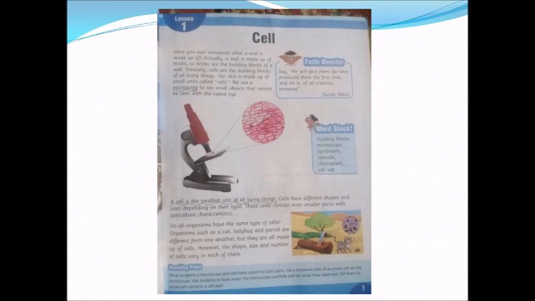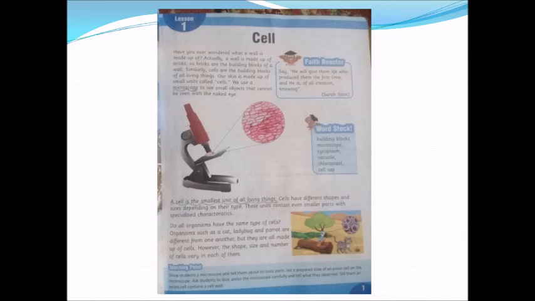For example, if you look at the walls around you, what are they made up of? They are made up of bricks. Many bricks combine to make a wall. Similarly, many cells, millions of cells combine to make an organism, to make a living thing. And these cells are different from one another in shape, size, structure.